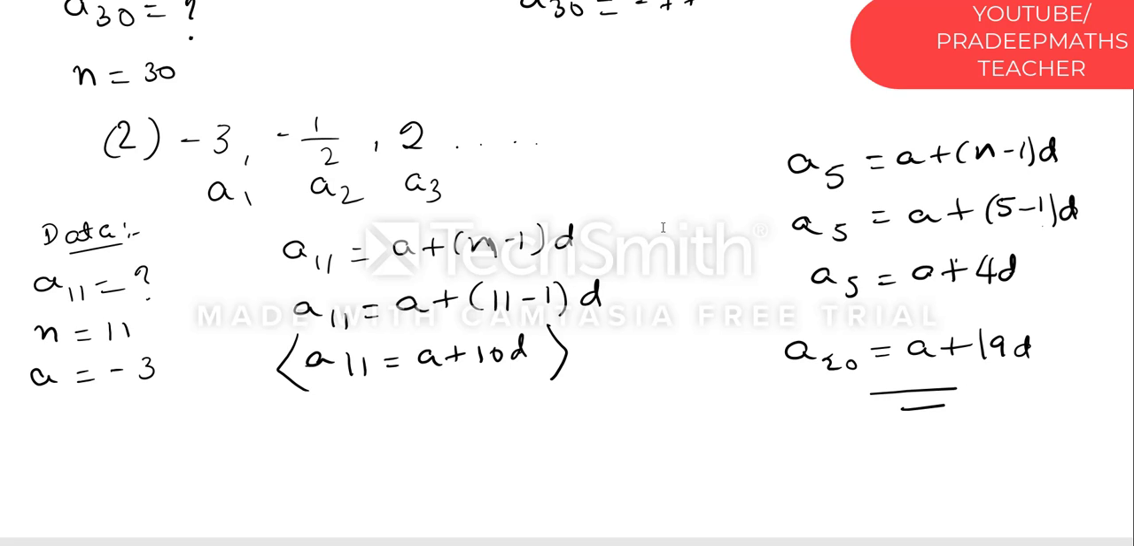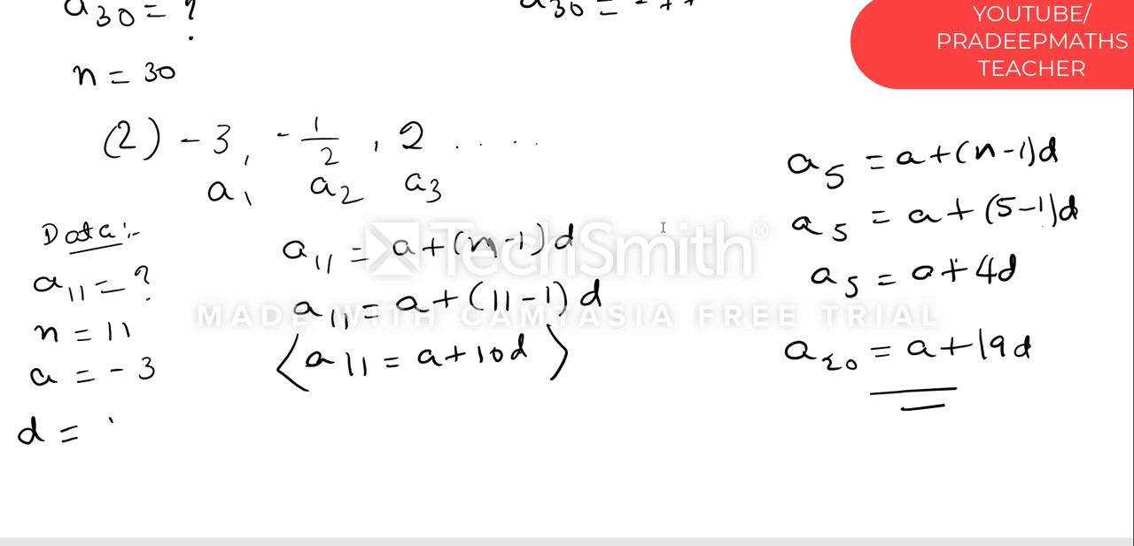Now here you need to find the 11th term. That means the formula will be A plus 10D. Here A, you got the value of A, nothing but minus 3. Now here D, you need to find the common difference. If you apply the values here, you will get the 11th term.